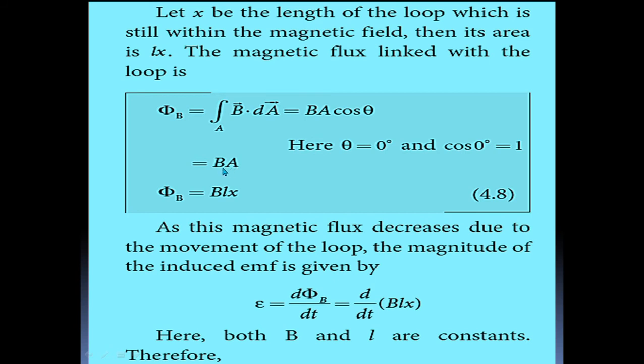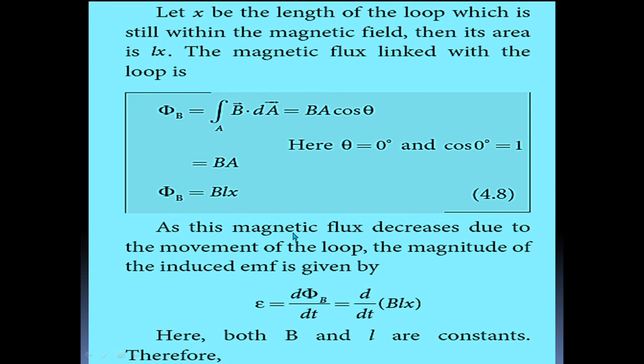B is the magnetic field and A is the area of the rectangular loop. So phi B is equal to BA. What is the value of the area of the loop? It is nothing but Lx. So substituting the area of the loop Lx, we obtain phi B is equal to B into Lx.